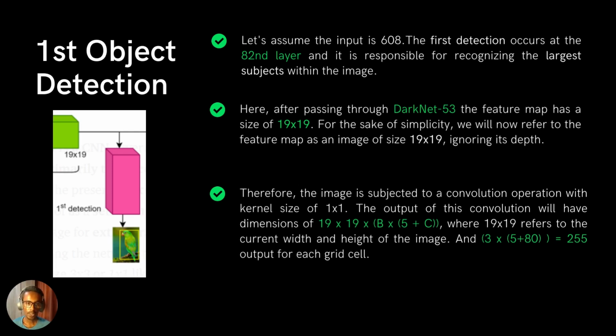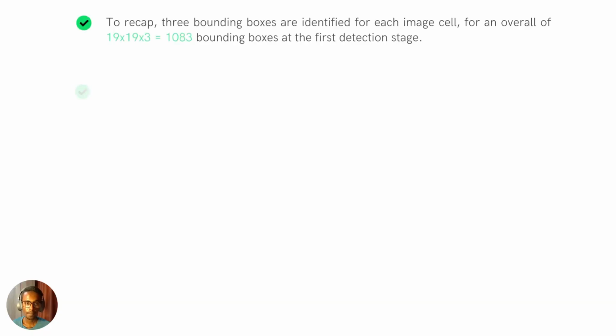Therefore, the image is subject to a convolution operation again, with a kernel size of 1 by 1. And the output of this convolution will have the dimensions 19 by 19. Then we have the 255 values, which are going to be outputted by each grid cell. So that's going to be the dimension in order to detect the first object.